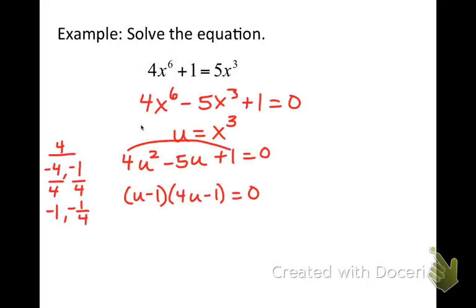So give me 2 equations. First one's going to be what? u equals 1, and u equals 1/4. Right? Put my 0 here. So now instead of u, let's bring back that x to the 3rd power. So x to the 3rd equals 1, and x to the 3rd equals 1/4.